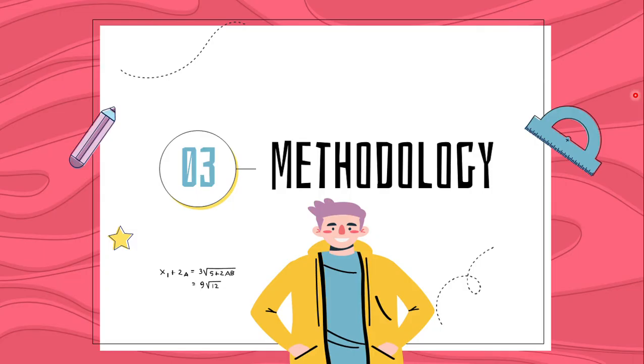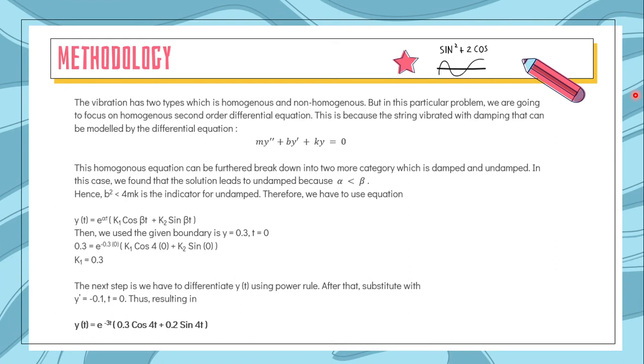Now, let's move to methodology. The vibration has two types, which are homogeneous and non-homogeneous. But in this particular problem, we are going to focus on the homogeneous second-order differential equation. This is because the string vibrating with damping can be modeled by a differential equation my double prime plus by prime plus ky equals 0.